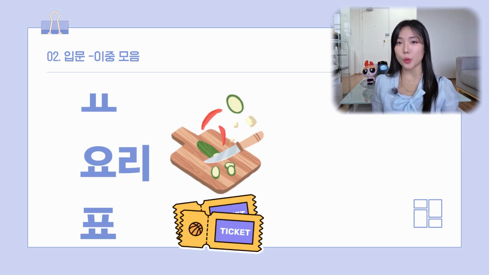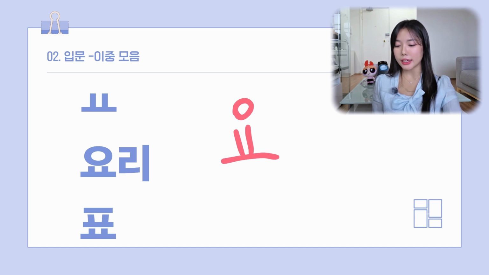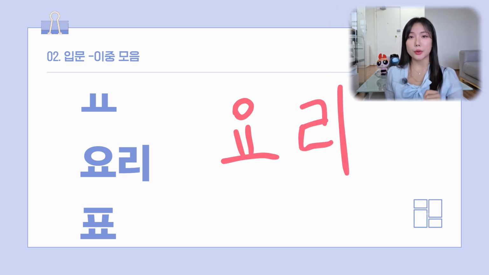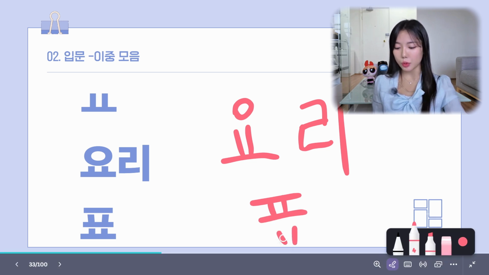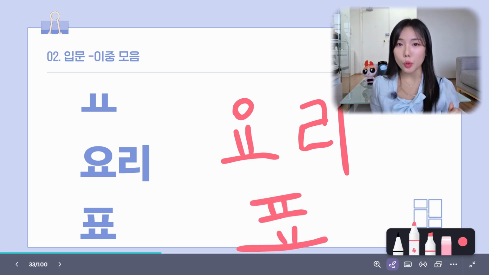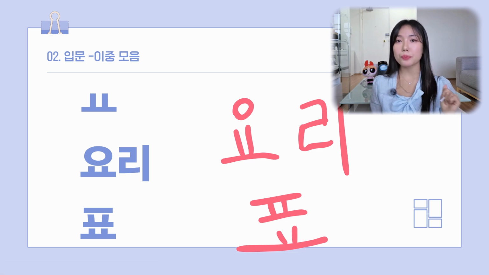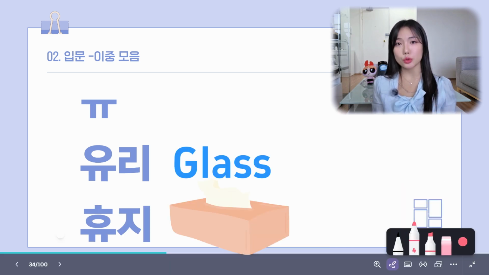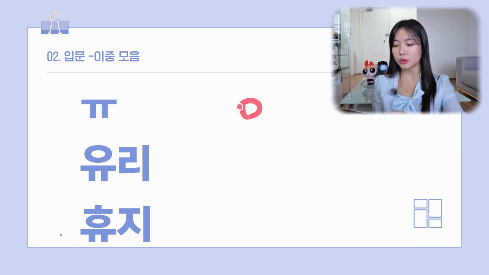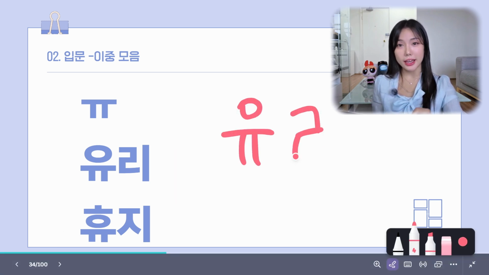Next alphabet 요. We have this 요 and then 리 again. 요리. 요리 means cooking. We have this p sound and 요. It's 표. p, 요. 표 means ticket.